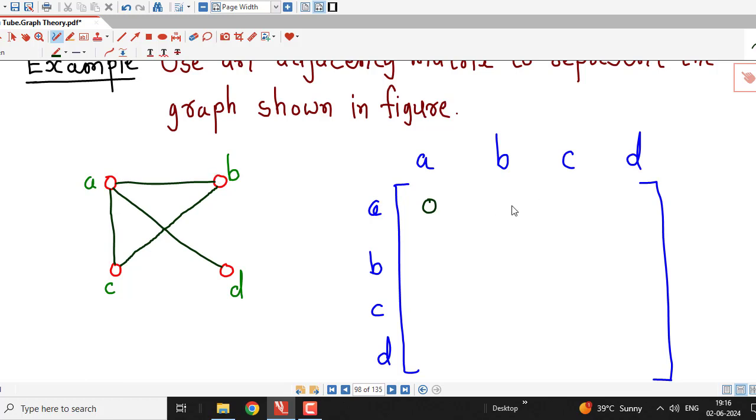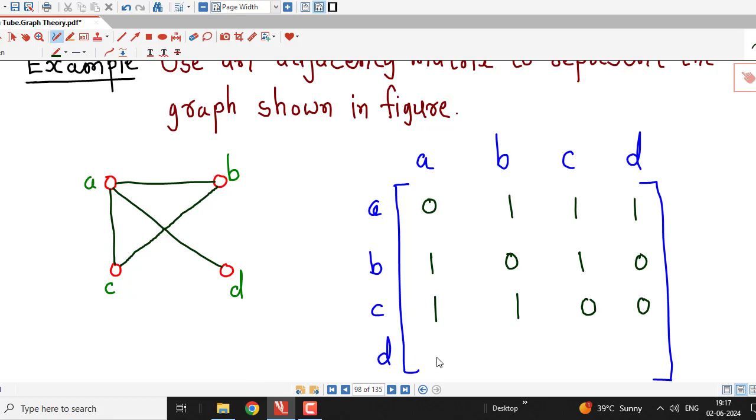There is one edge from A to B. There is one edge from A to C, and one edge from A to D. Again there is one edge from B to A. There is no loop at B, so we write 0 here. From B to C there is one edge. There is no edge from B to D. From C to A there is one edge. From C to B also there is one edge. There is no loop at C, so I write 0. From C to D there is no edge.